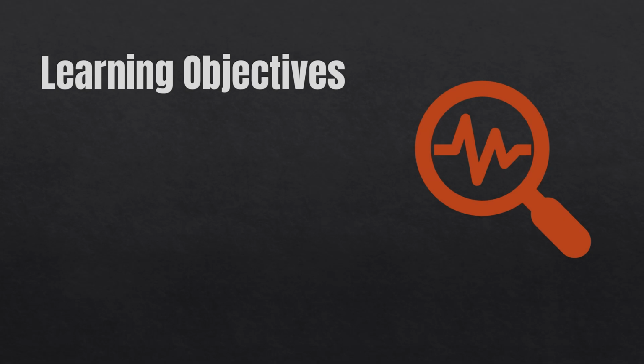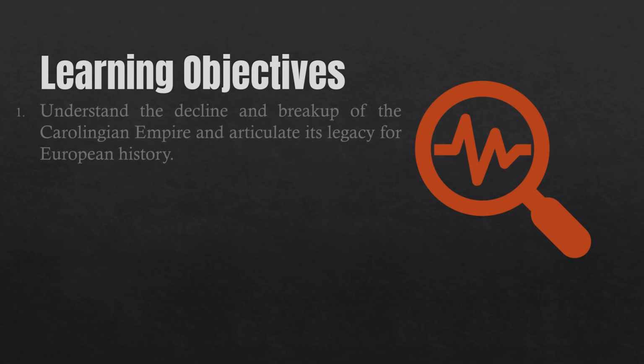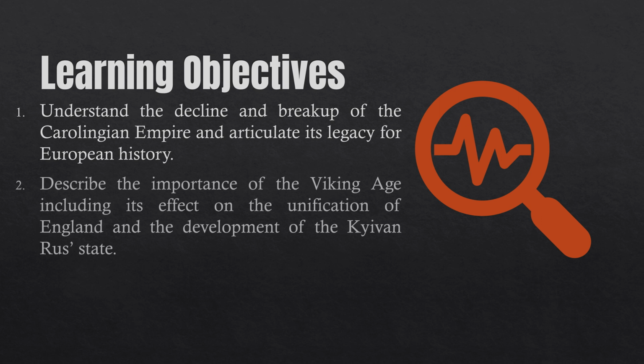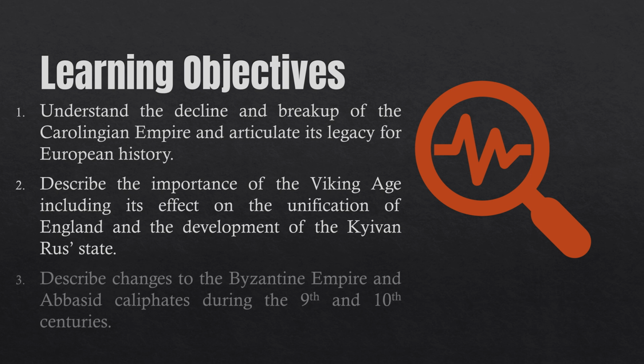The learning objectives for this lesson are: number 1, understand the decline and breakup of the Carolingian Empire and articulate its legacy for European history. Number 2, describe the importance of the Viking Age, including its effect on the unification of England and the development of the Kyivan Rus state. And number 3, describe the changes to the Byzantine Empire and the Abbasid caliphates during the 9th and 10th centuries.